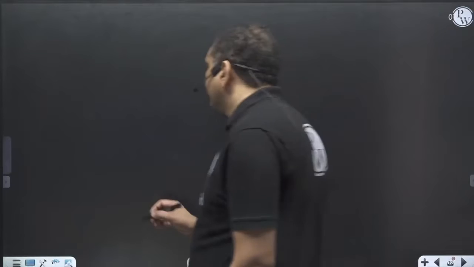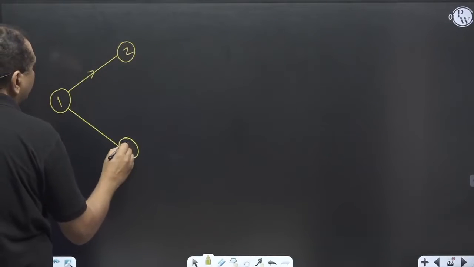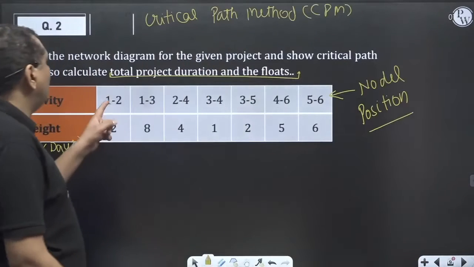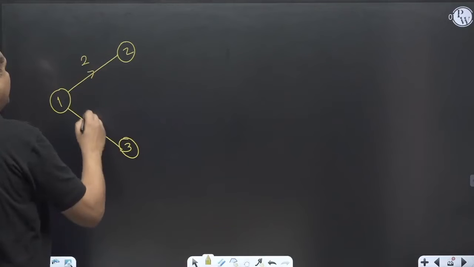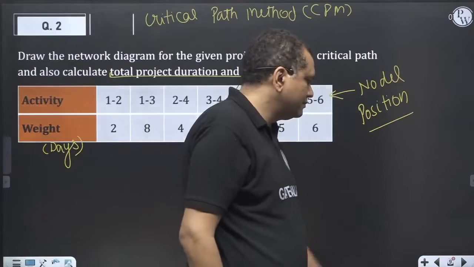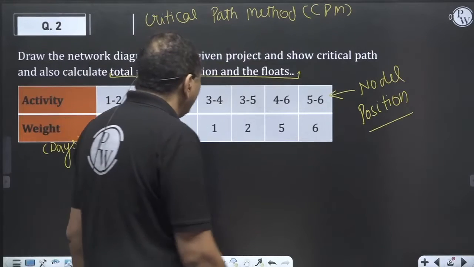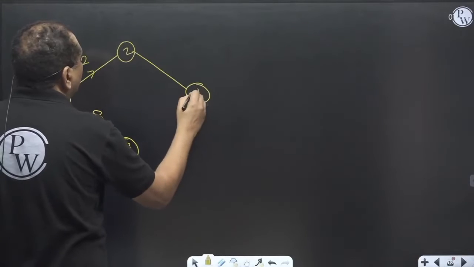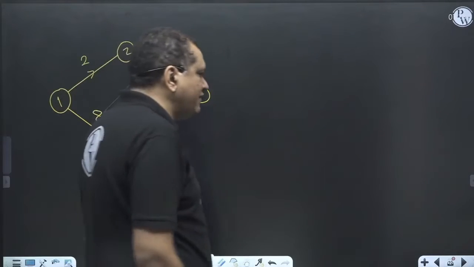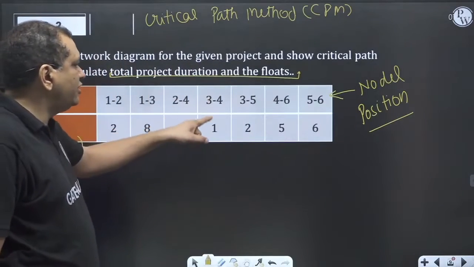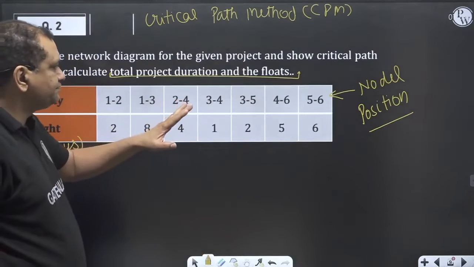So 1 to 2 and 1 to 3. 1 to 2 consumes 2 units of time, 1 to 3 takes 8 units. Then 2 to 4 and 3 to 4. Because the nodal position is given, construction of the precedence diagram is very, very easy. 2 to 4 is 4 units, 3 to 4 is 1 unit. That's what we have done.